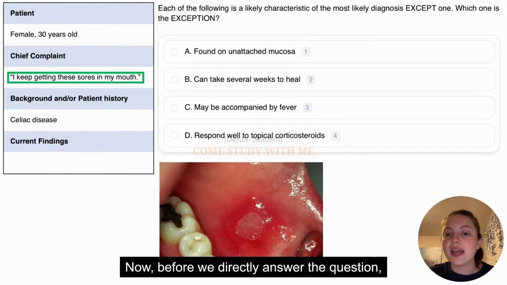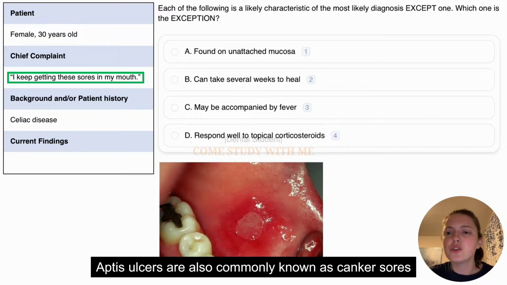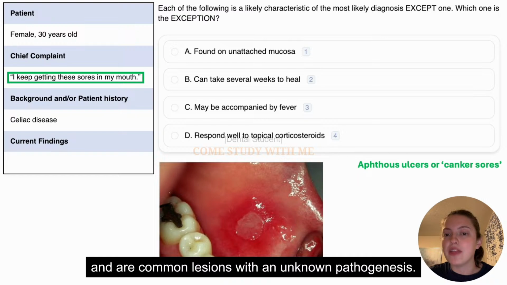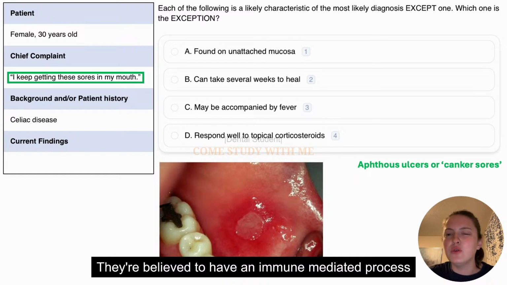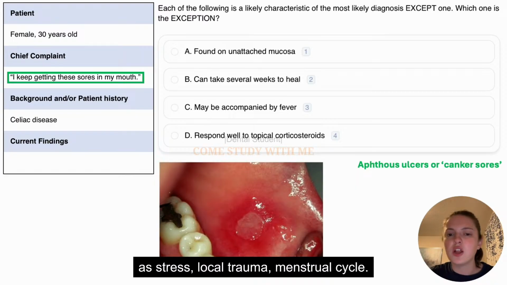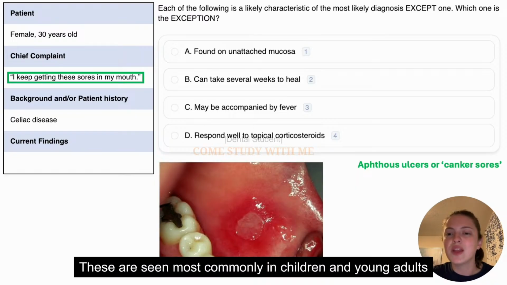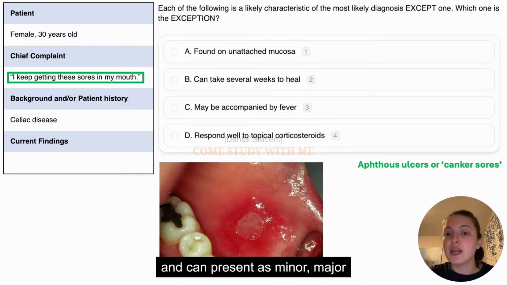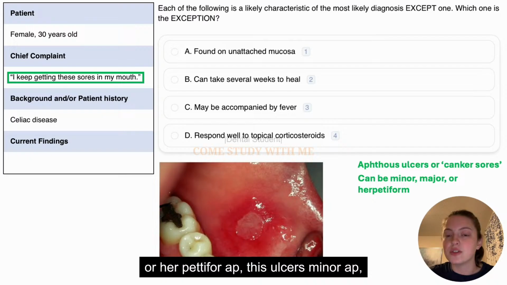Now, before we directly answer the question, let's talk a little bit more about these lesions. Aphthous ulcers are also commonly known as canker sores and are common lesions with an unknown pathogenesis. They're believed to have an immune-mediated process and are also associated with possible triggers such as stress, local trauma, menstrual cycle. These are seen most commonly in children and young adults and can present as minor, major, or herpetiform aphthous ulcers. Minor aphthous ulcers are the most common form.